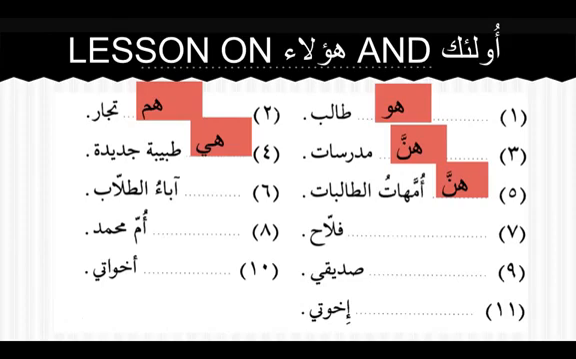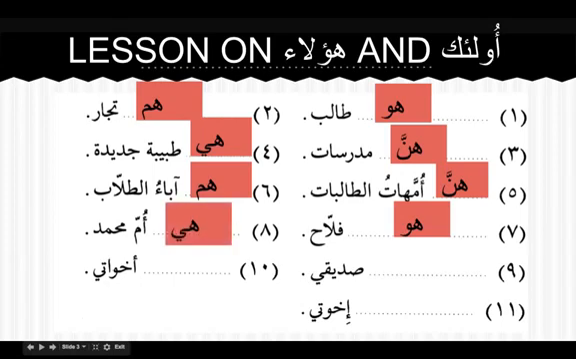Aba'ut tullabu. Number 6, aba'u is plural for abun, fathers of students. So there will be hum. Fallahu is singular, farmer. It means huwa fallahun. Ummu Muhammadin, hiya ummu Muhammadin, mudaf ilayhi. So we got sadiqu plus ya mutakallim, mudaf ilayhi. So it's singular, so it will be huwa sadiqi.